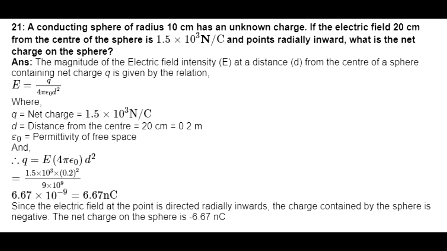Here we can use the equation E is kq by r square. Using that, if you calculate the value of q, it is equal to E into 4 pi epsilon naught r square. If you put the values, you will get the value of charge that comes around 6.67 nanocoulomb. And as the field is radially inward, the charge is negative, so q is equal to minus 6.67 nanocoulomb.